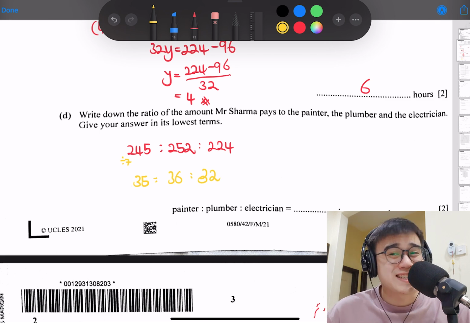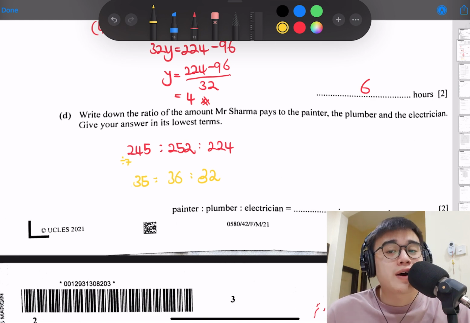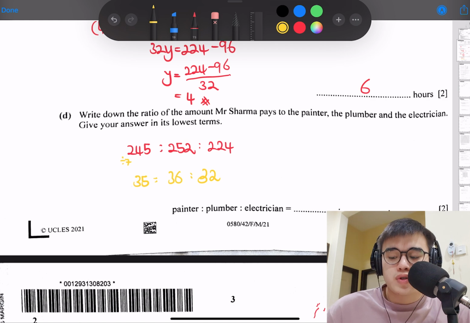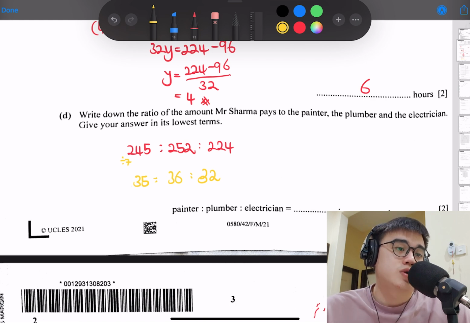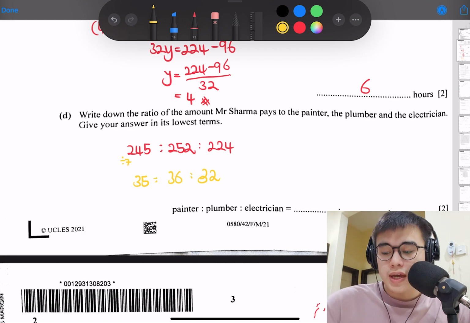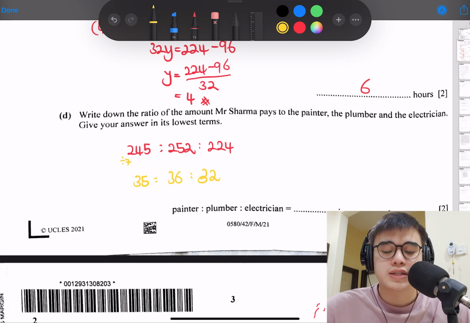I actually tested the values here manually. The other shortcut that you can use is to take 252 minus 245, so you will get the difference here as 7. So I assume that they are related to 7. I tested out 14 and 7, and I feel with 7 you get whole numbers on all 3 results. And the lowest terms here will be 35, 36 and 32.